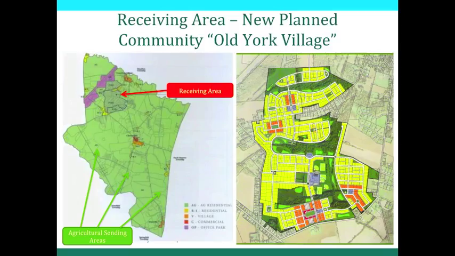Partnering with numerous government agencies and citizen stakeholder groups, the township completed a detailed master plan for the receiving area. By meticulously calculating the number of development rights available from the surrounding agricultural sending areas, the township was able to assign the appropriate number of TDRs and scale of development for the receiving area.